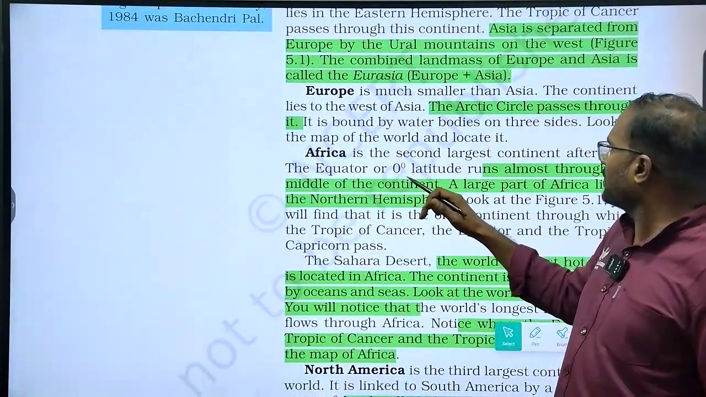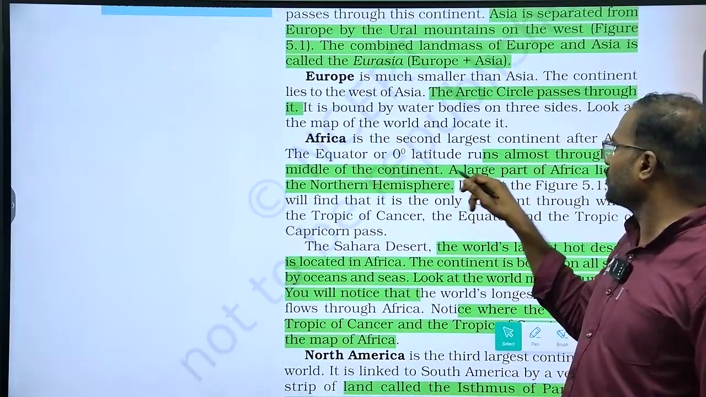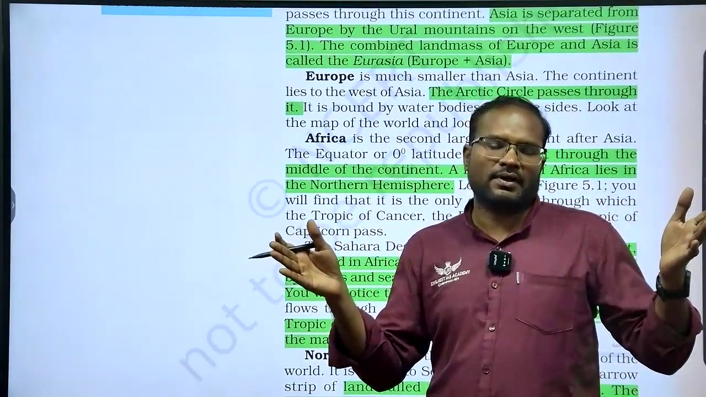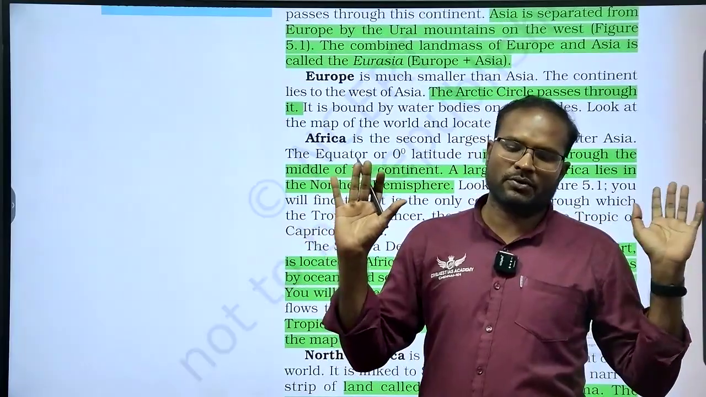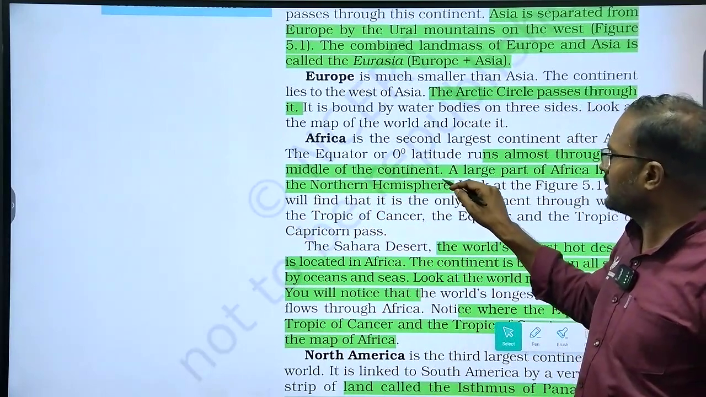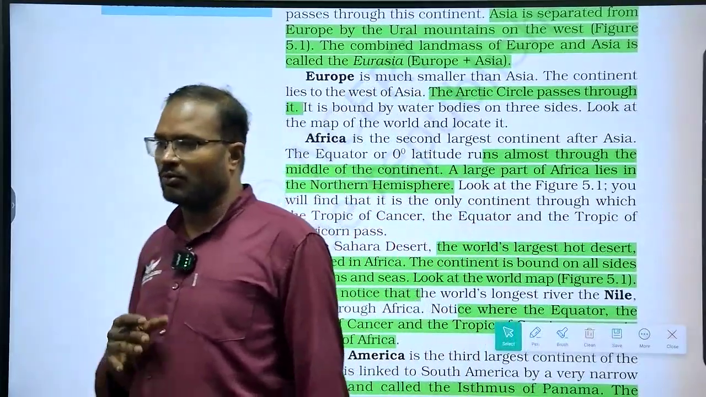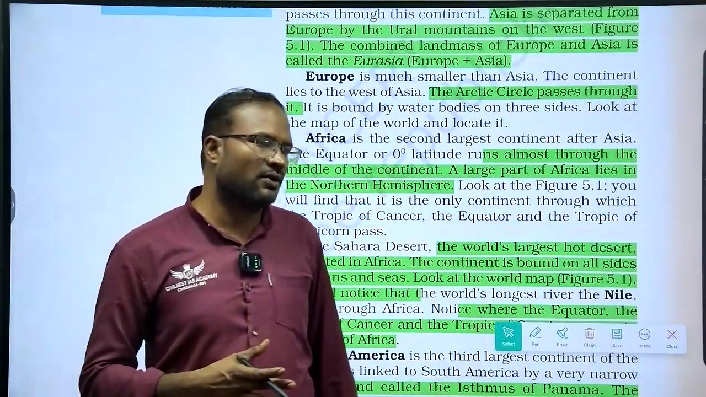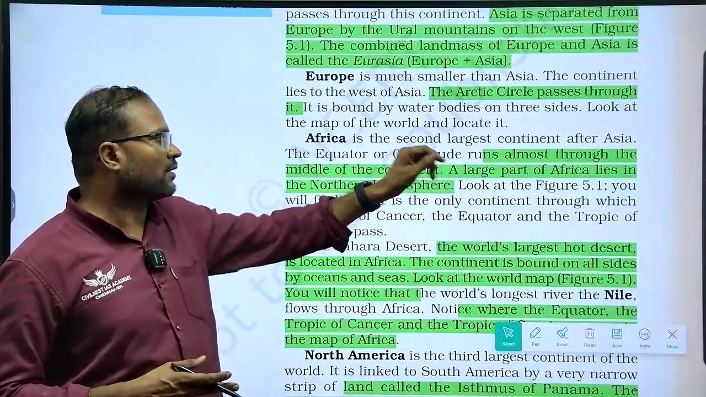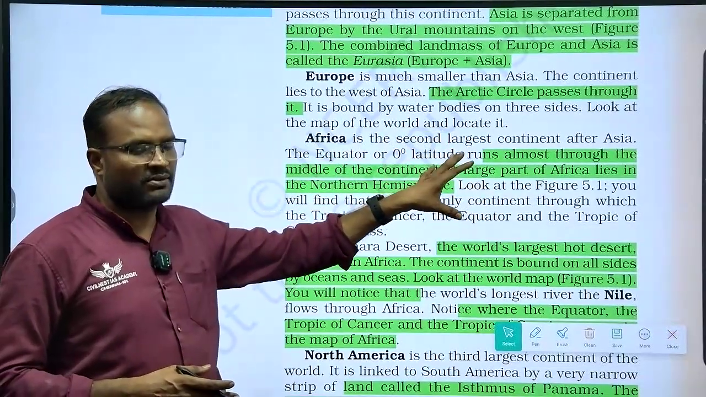And Africa is the second largest continent after Asia. The equator, or 0 degree latitude, runs almost through the middle of the continent. That means the equator divides the African continent into north and south in an almost equal manner. The large part of Africa lies in the northern hemisphere. Remember, this is a questionable area. Though the equator divides the continent into two almost equal parts, the majority of the African continent lies in the northern part, in the northern hemisphere, not in the southern hemisphere. This will be a questionable area.